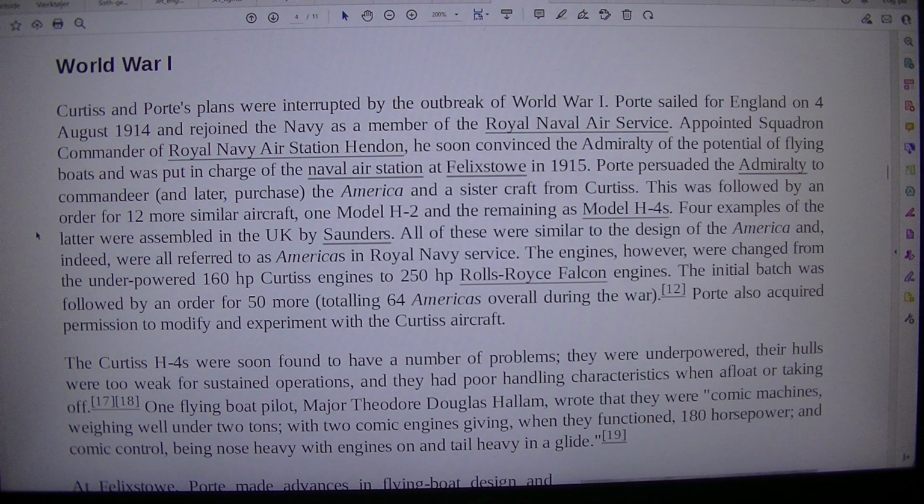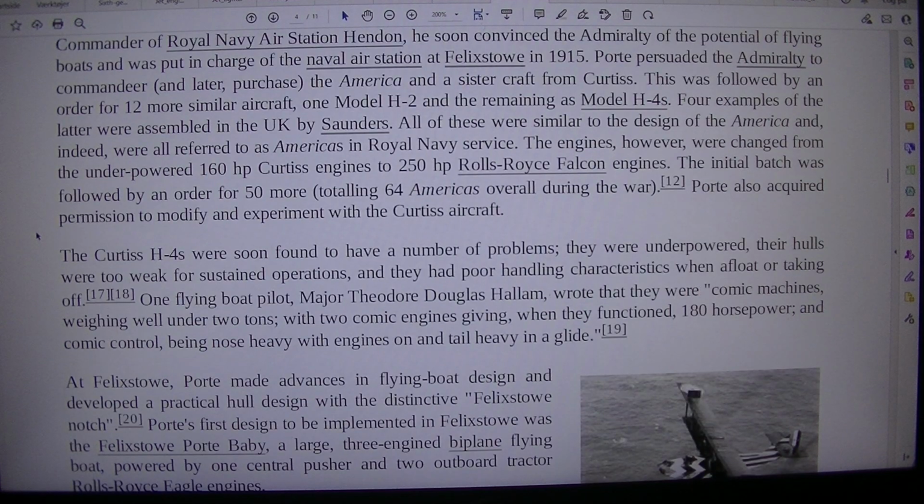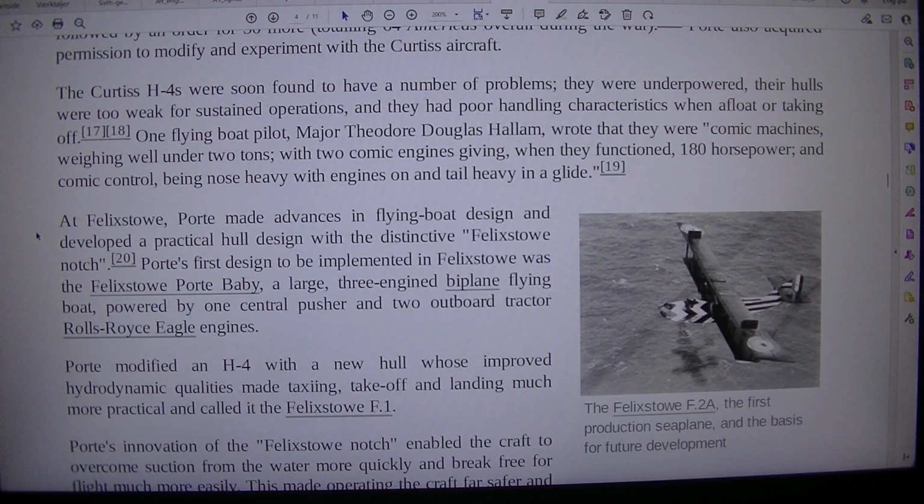The Curtiss H-4s were soon found to have a number of problems. They were underpowered, their hulls were too weak for sustained operations, and they had poor handling characteristics when afloat or taking off. One flying boat pilot, Major Theodore Douglas Hallam, wrote that they were comic machines.